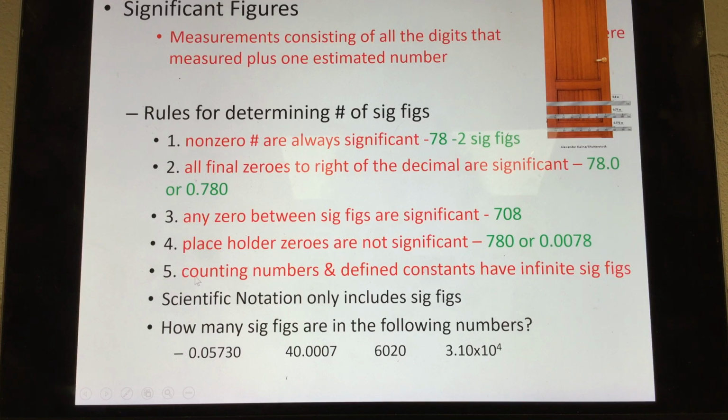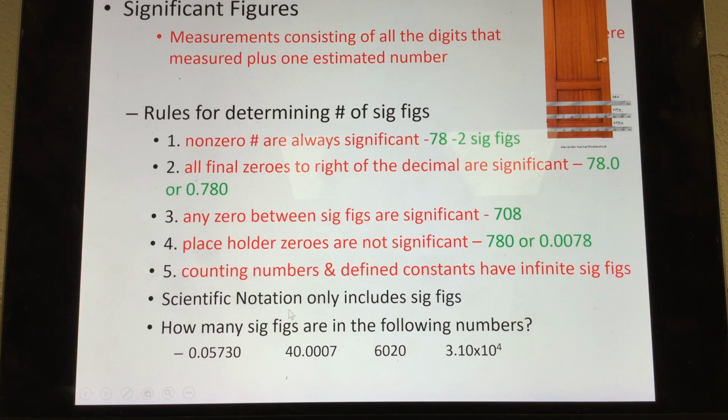And then counted numbers, like counting all of you guys up in class, and constants that we'll get into and use all throughout chemistry, those have infinite or unlimited sig figs. So we never use counted numbers or numbers that have been converted into constants towards sig figs, okay, because those are considered unlimited or infinite amount of sig figs. Okay, so let's try these.